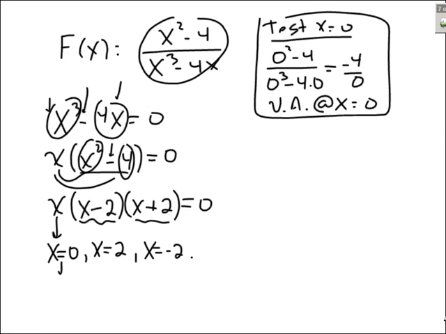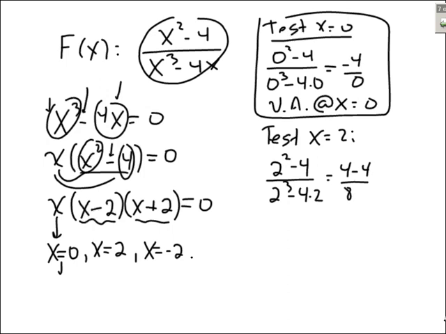We're done with 0. Let's go to 2. We are going to test what happens when x is 2. Well, when I plug 2 in, I get 2 squared minus 4 over 2 cubed minus 4 times 2. I get 4 minus 4 over 8 minus 8. Oh, I get 0 over 0. Now we need to look at this further. We need to factor.